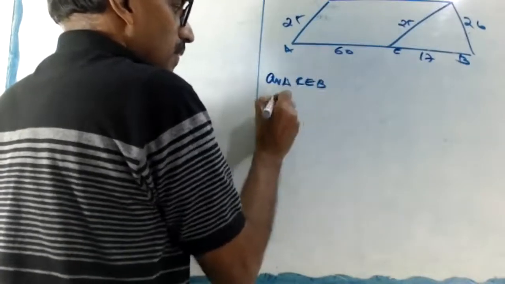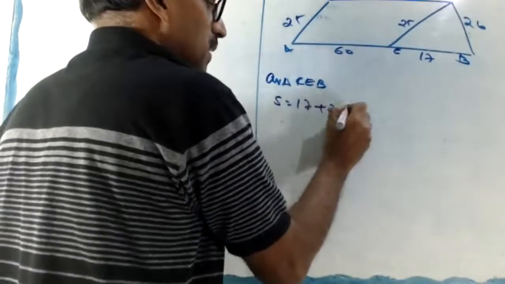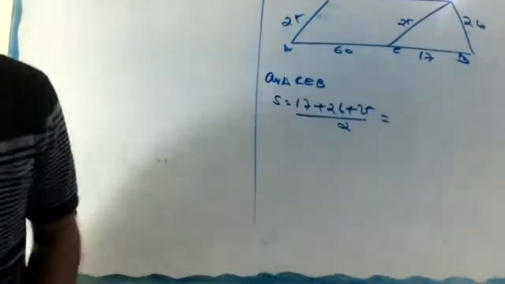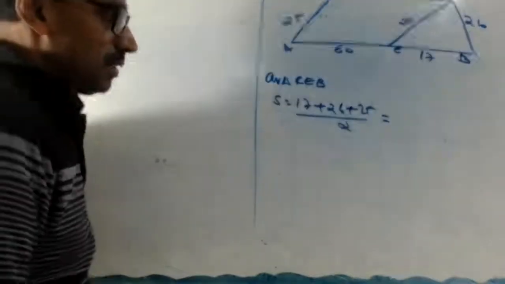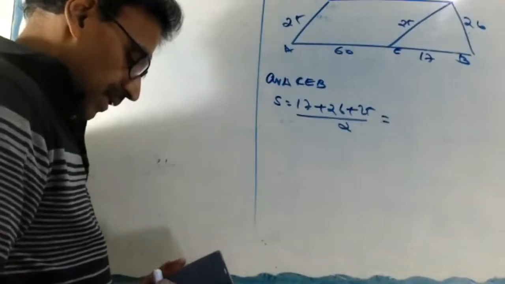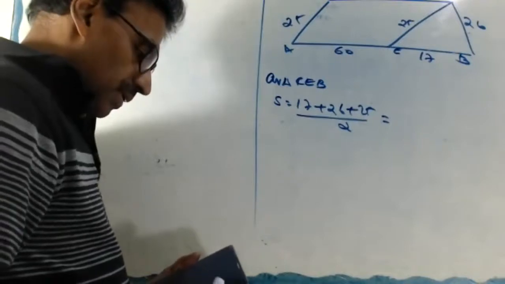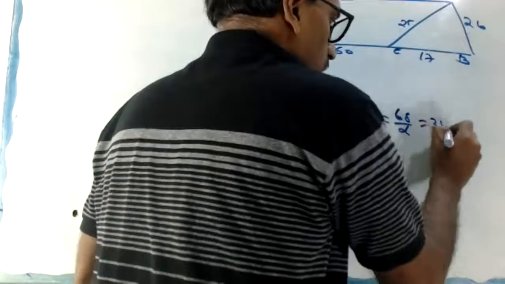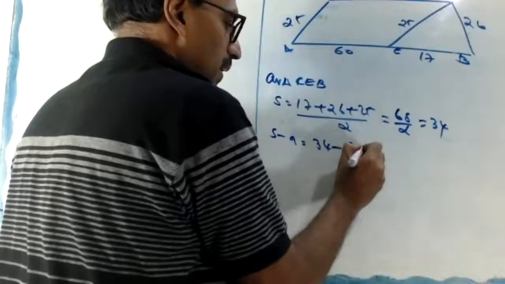CEB. S equal to 17 plus 26 plus 25 by 2. How much is that? 17 plus 26 plus 25 is 68. 68 divided by 2 is 34. S minus a, 34 minus 17, 17.